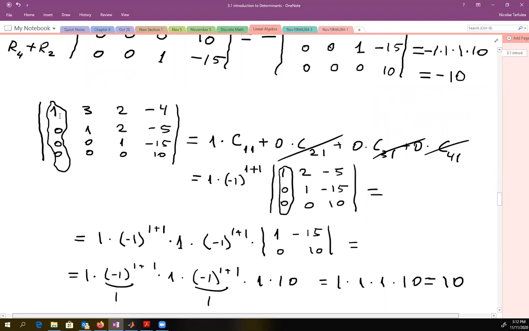I just illustrated how to show that if you compute the determinant of an upper triangular matrix, the determinant is the product of the entries on the main diagonal, right? Okay, I got it.